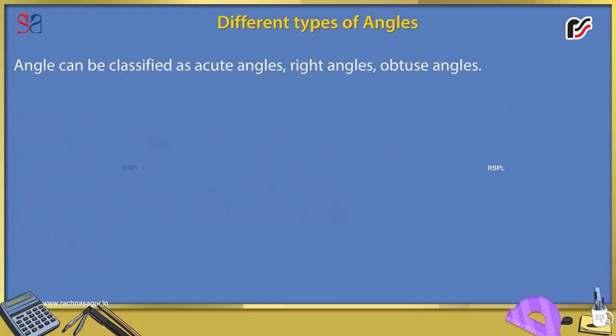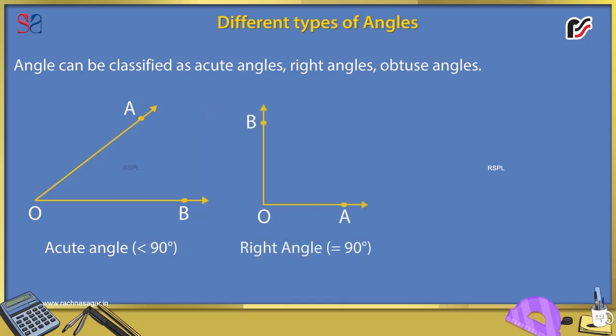Angles can be classified as acute angles, right angles, obtuse angles. Acute angle: less than 90 degrees. Right angle: equal to 90 degrees. Obtuse angle: greater than 90 degrees.